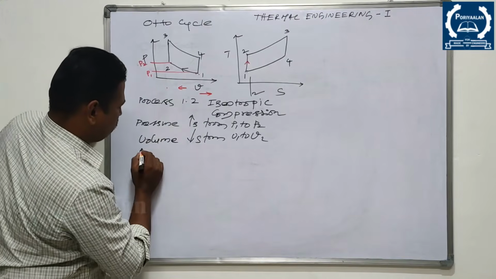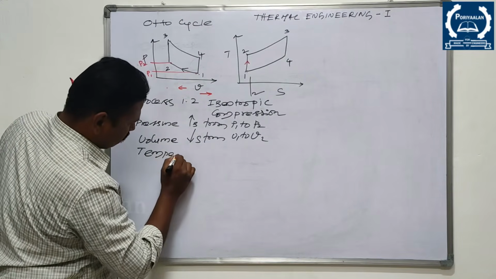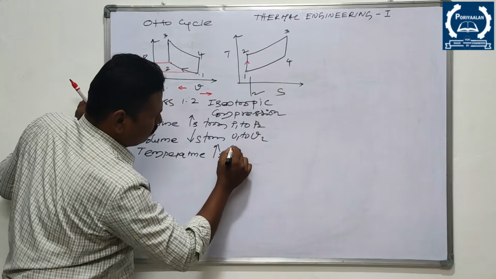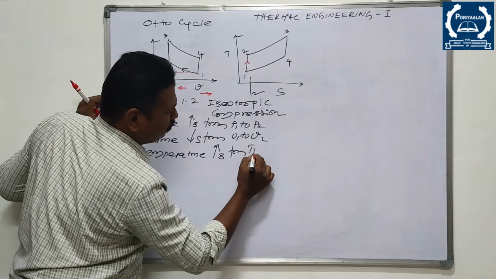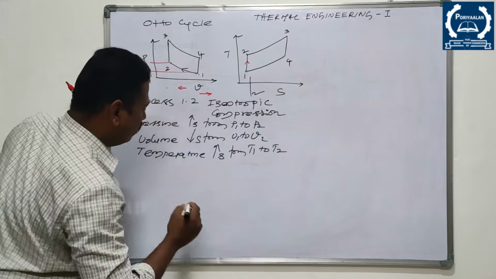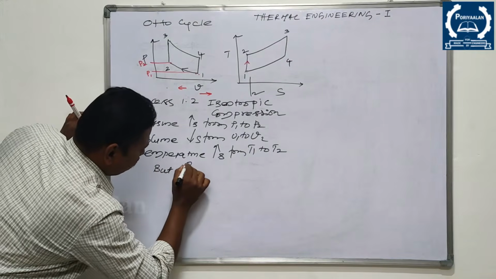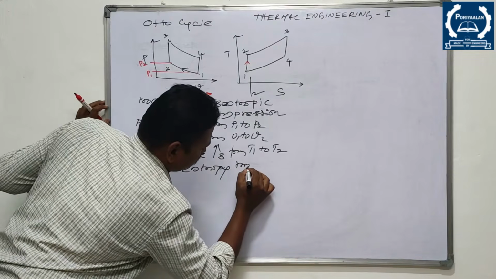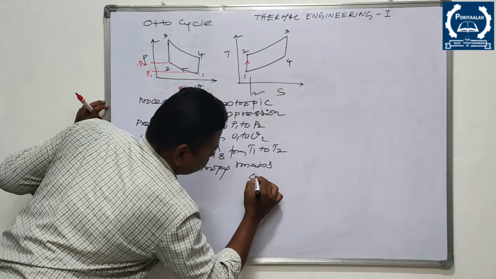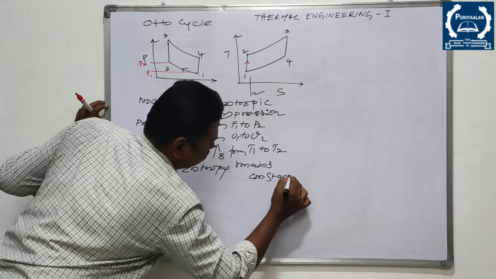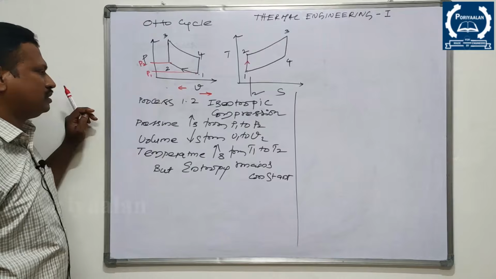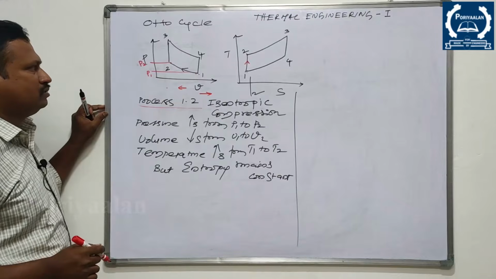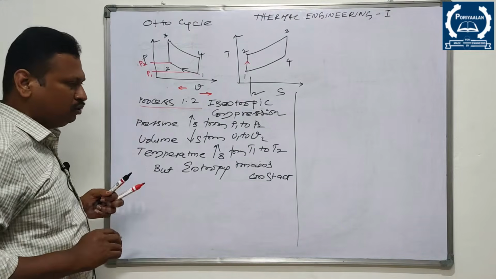What about temperature? Temperature increases from T1 to T2, but entropy remains constant. Right? So this is the story behind process 1 to 2. Right? So coming to process 2 to 3.